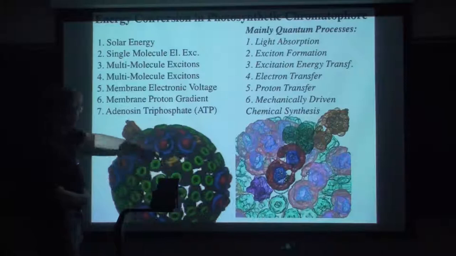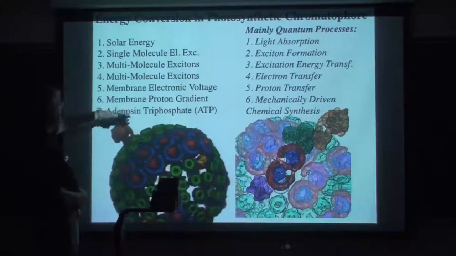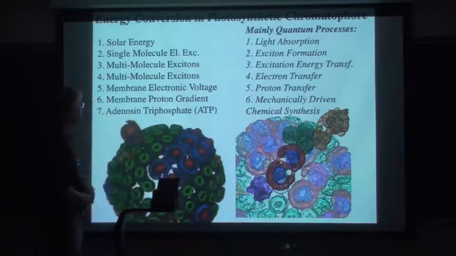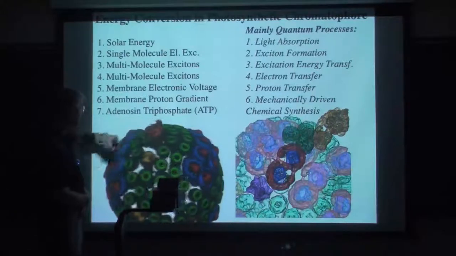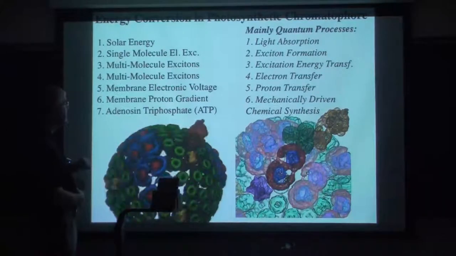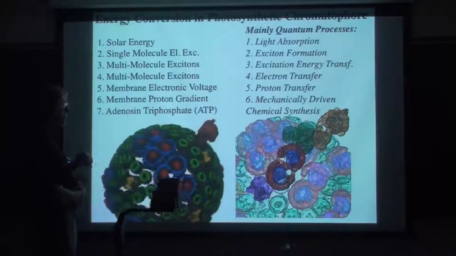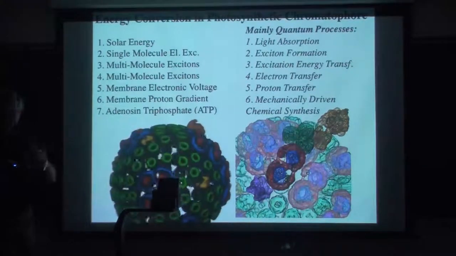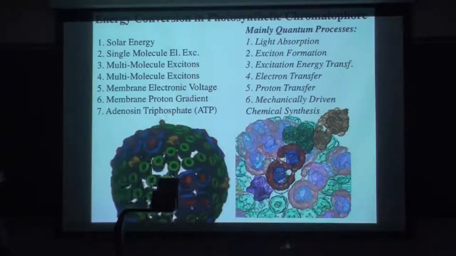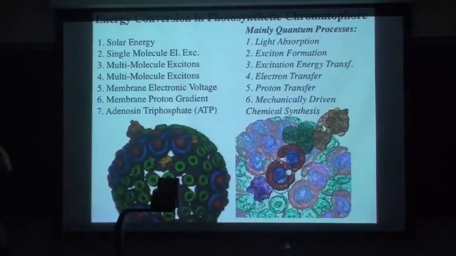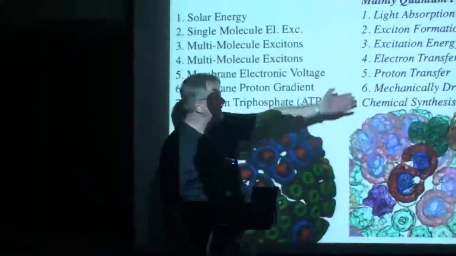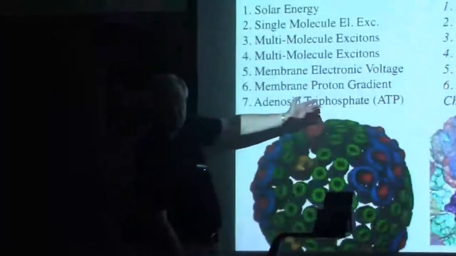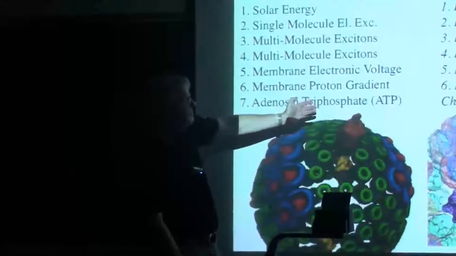That electronic voltage is then changed in the BC1 complex to proton voltage, and that proton voltage is changed by the ATP synthase into the energy of ATP. So those are the energy forms that we have. And those are actually not really the important thing. The real important thing are the processes that realize these changes of energy transformation.